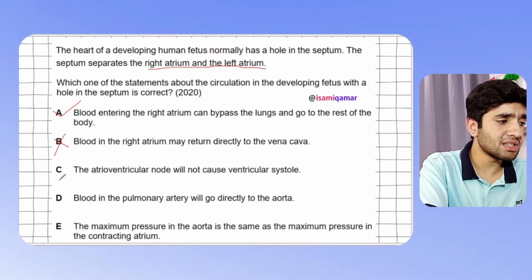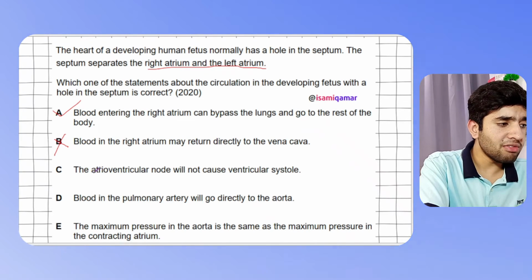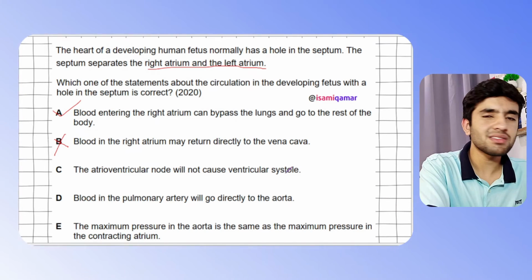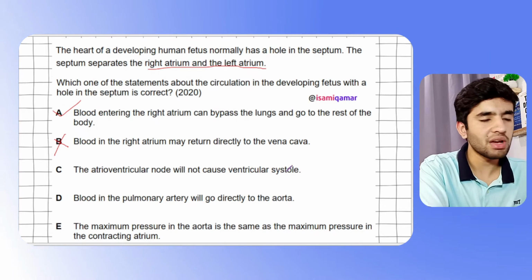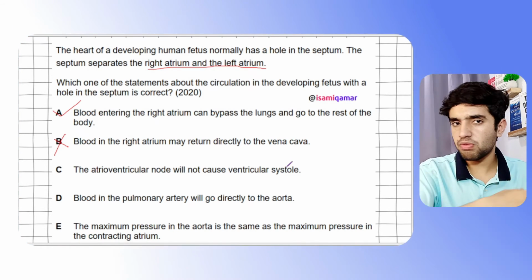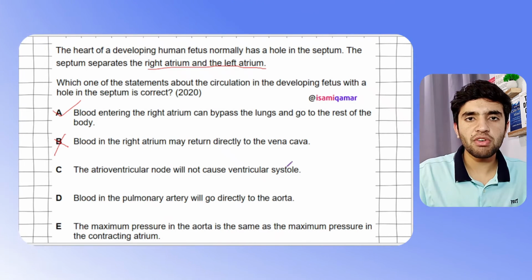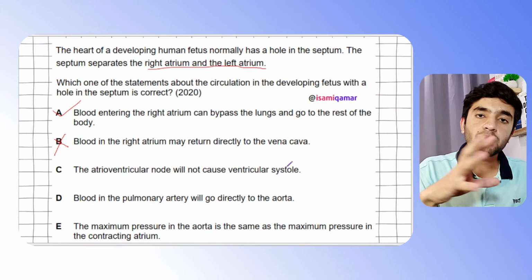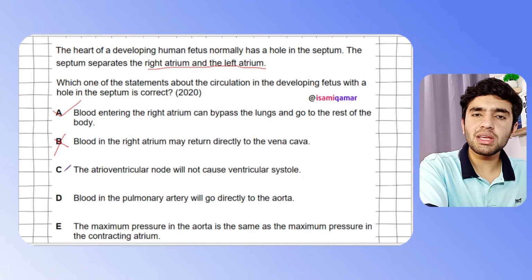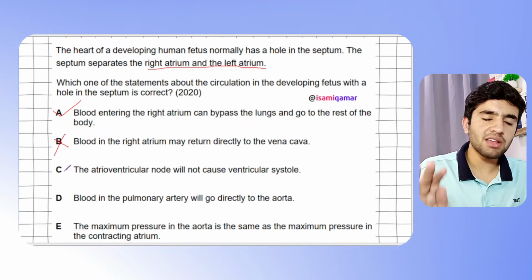The third, C, is that the AV node, the atrioventricular node, will not cause ventricular systole. Why? Is there a problem in the AV node? There will be conduction from the SA node to the AV node, and then it will spread through the bundle of His to the Purkinje fibers, and then systole occurs. So that has not got any problem. The conduction system will work as fine as it was.